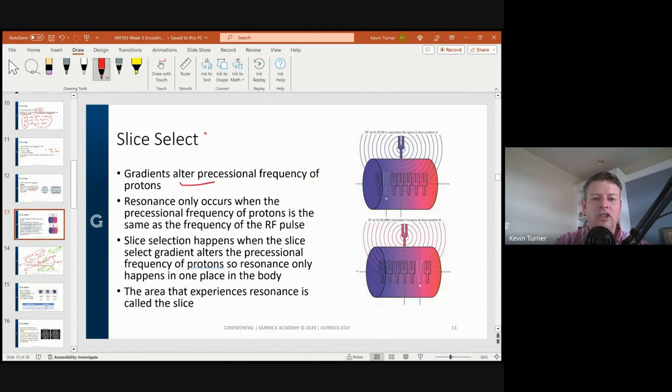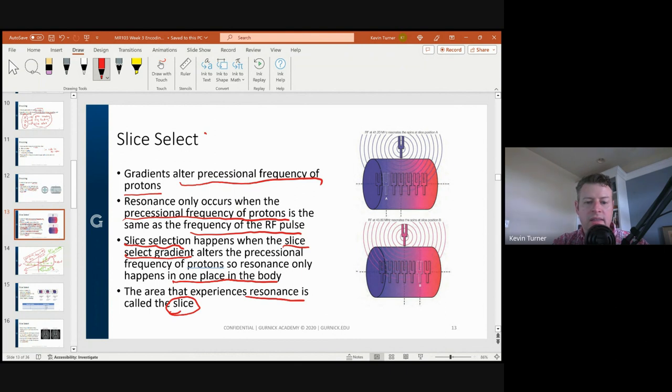So gradients alter the precessional frequency of protons. Resonance only occurs when the precessional frequency of protons is the same as the frequency of the RF pulse. So slice selection happens when the slice select gradient alters the precessional frequencies of protons, so resonance only happens in one place in the body. The area that experiences resonance is what we call the slice. So that is what the slice select gradient does.